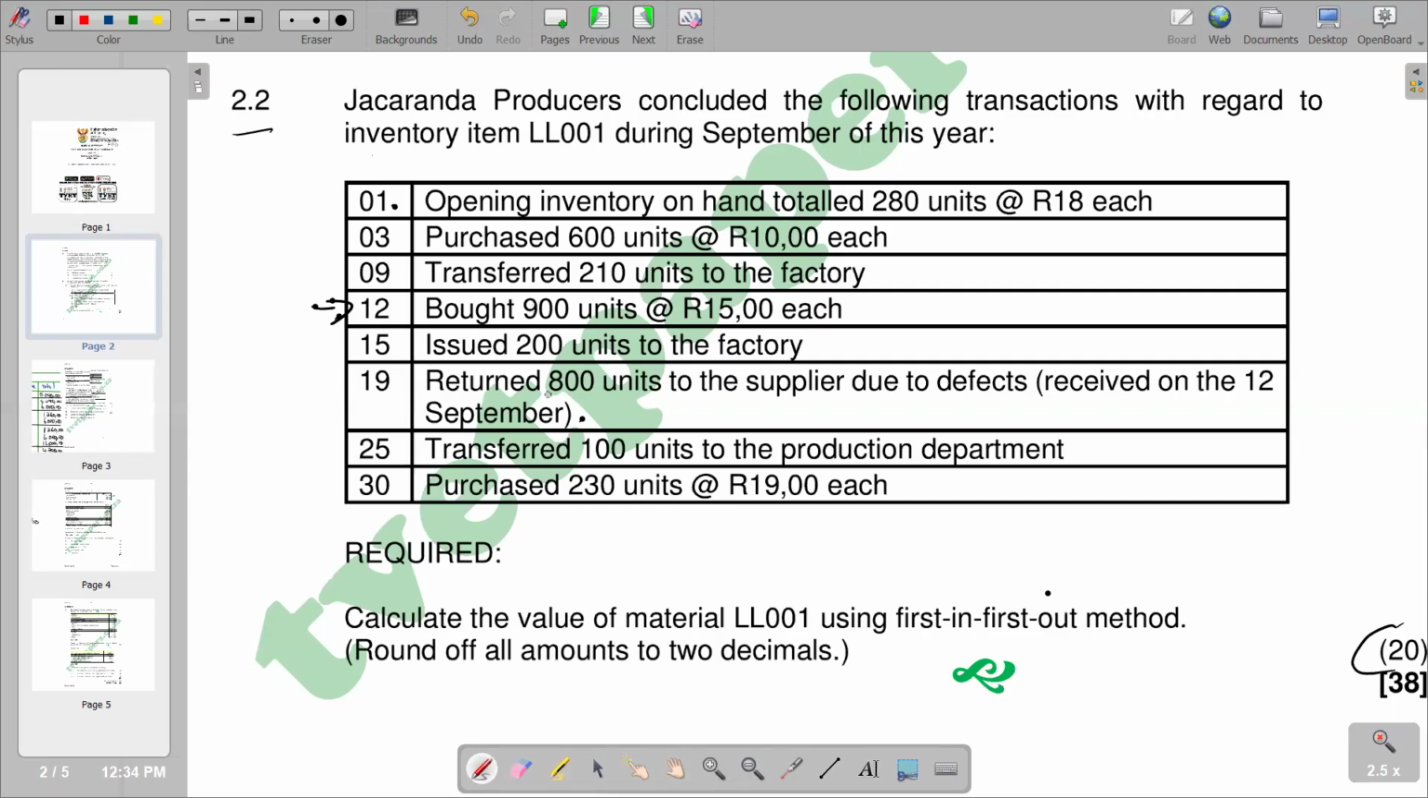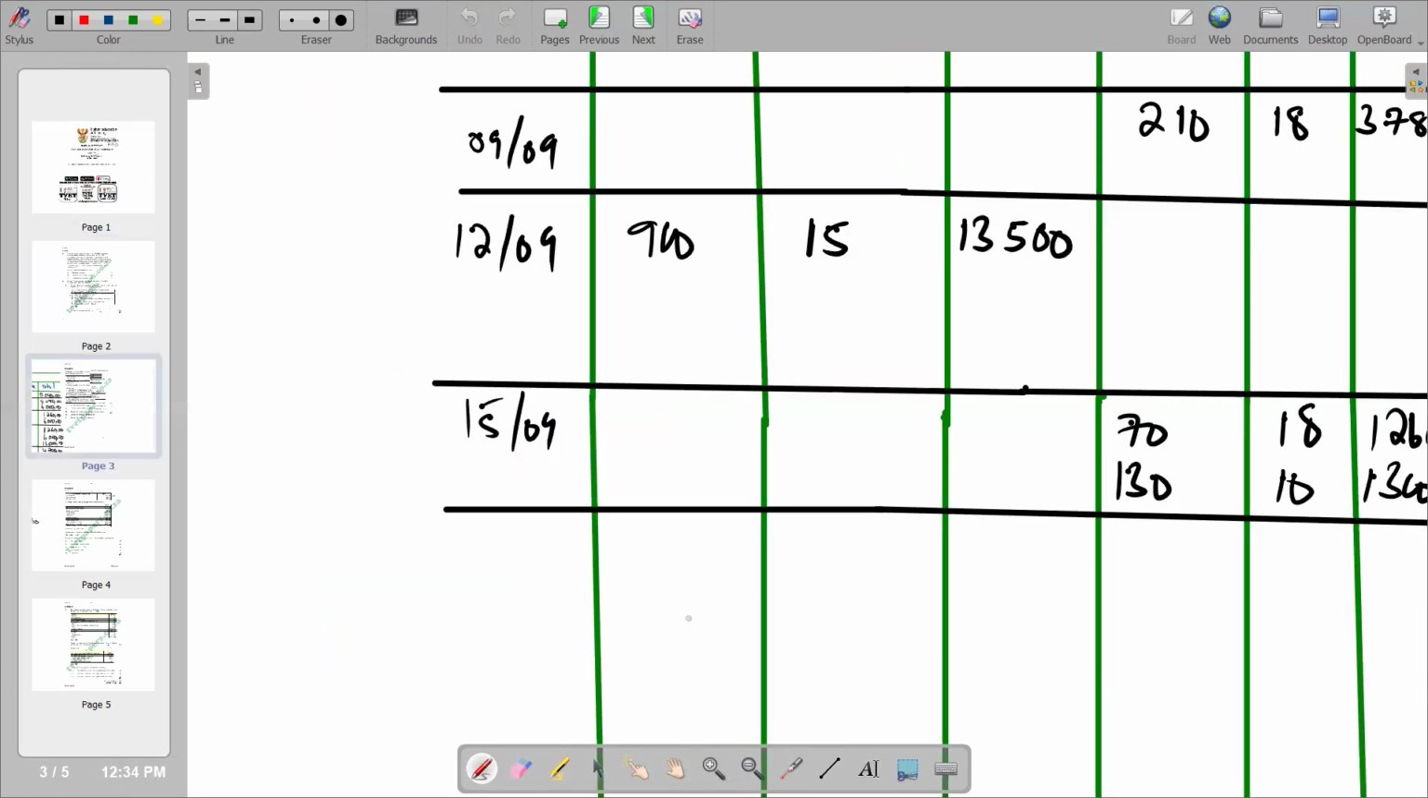So the adjustment of returns, we do it in the column for receipts. So we come to the column for receipts. This is now on the 19th. We are saying we are returning 800, so we put it in brackets. We are subtracting, indicating returns.